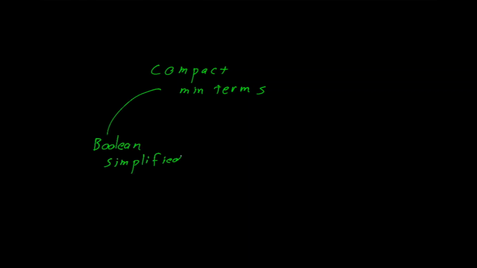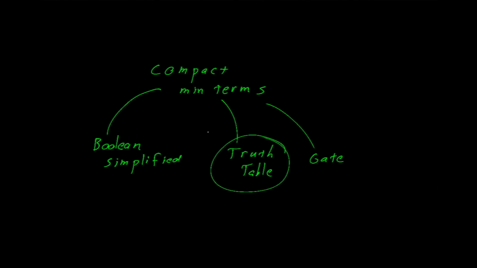Let's end this discussion with one great big ugly example. We're going to start with a compact sum of minterms. We're going to jump to a Boolean simplified form. We'll show how to go to a truth table. And finally, we'll show different gate level representations of a circuit, keeping in mind that there can be many different gate level representations for the same circuit, but there can only be one truth table.